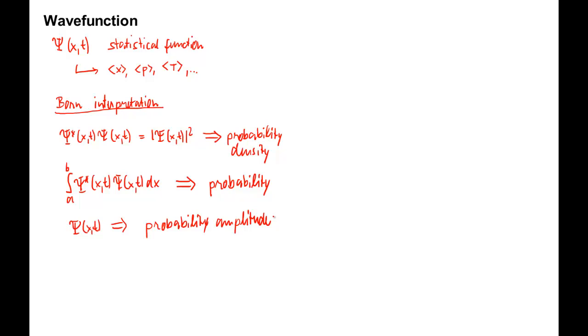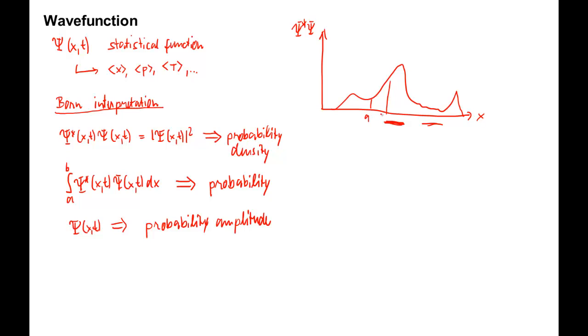Visually, the Born interpretation looks like this. Graph psi star psi against x. In regions where psi star psi is small, you are unlikely to find the particle. In regions where psi star psi is larger, you are more likely to find it. The area underneath the curve between A and B is the probability of finding the particle between A and B, which is a number between 0 and 1.